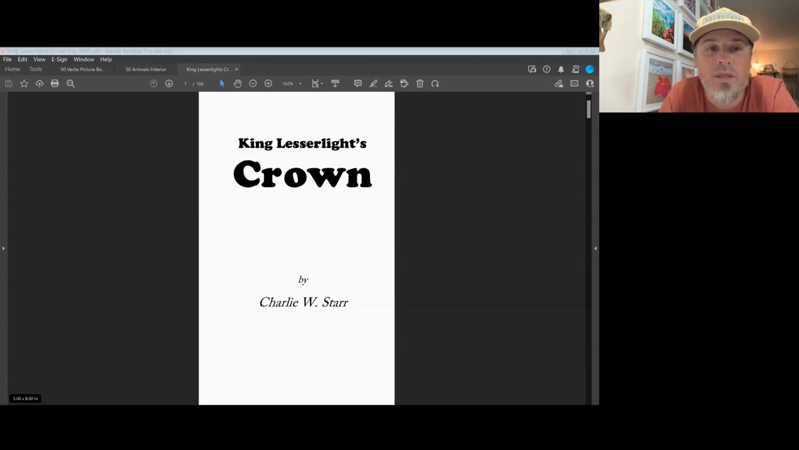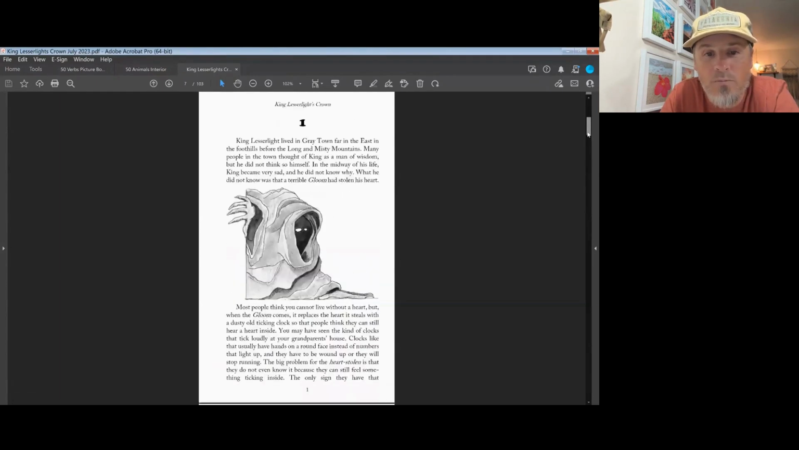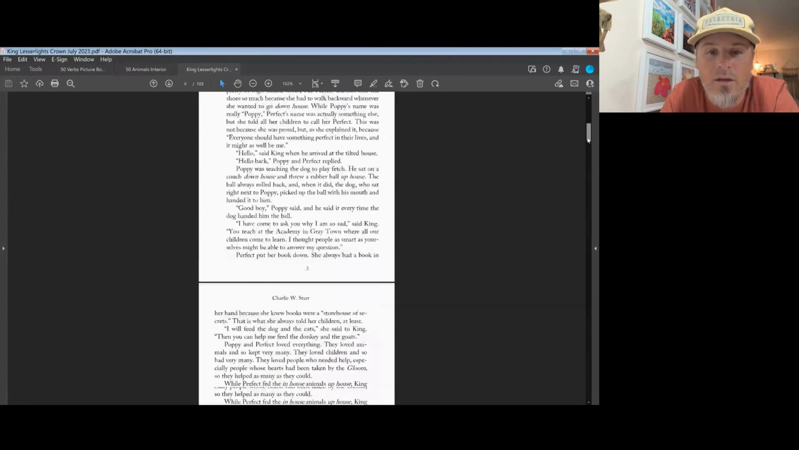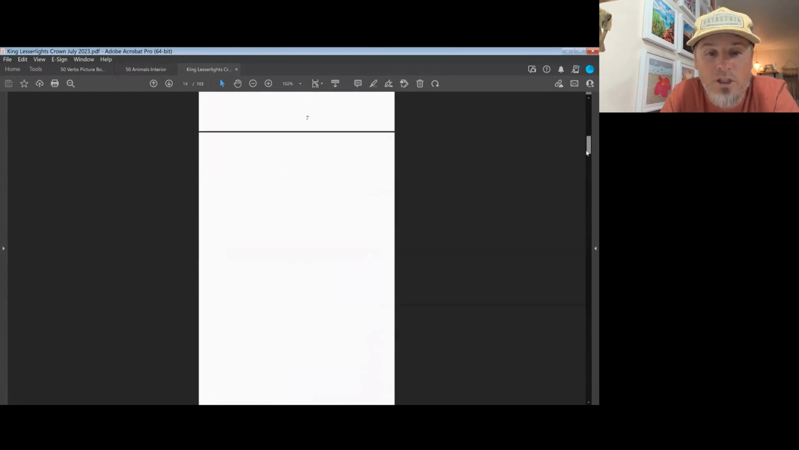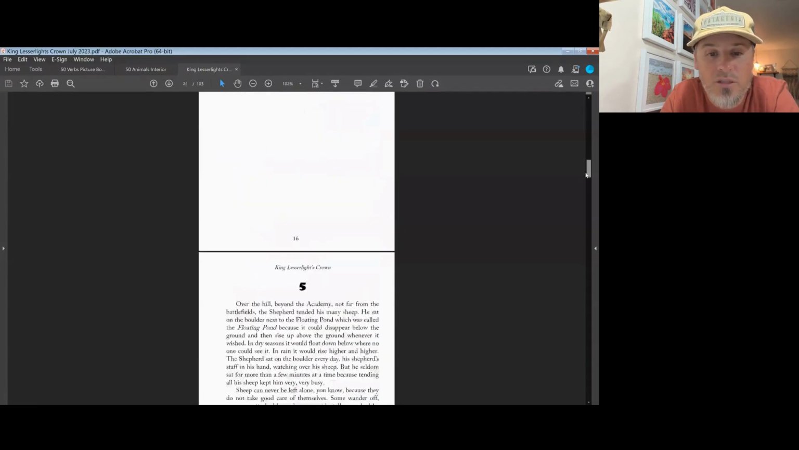If you want to read some great fantasy and fiction that has a theological bent to it, much in the vein of Lewis and Tolkien and others like that, you need to get King Lesser Light's Crown. Only $7.89. It's over 100 pages. When we look at this, you can see on the interior that there are illustrations that go along with it as well. In pretty much each of the chapters, you have illustrations. These are all hand-drawn illustrations.